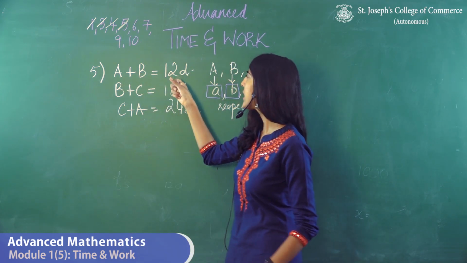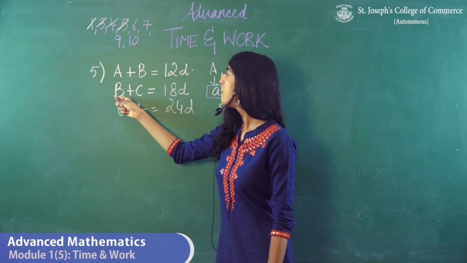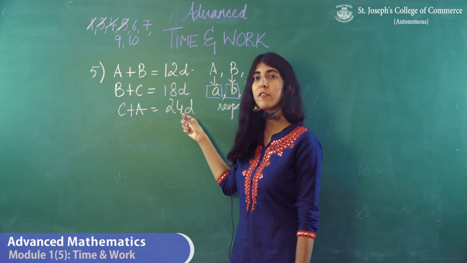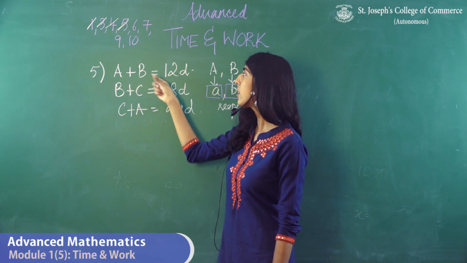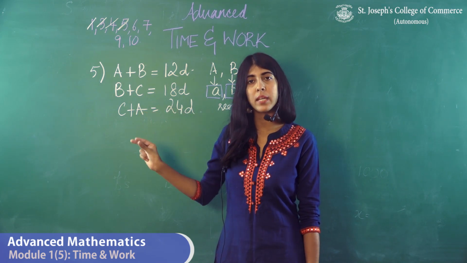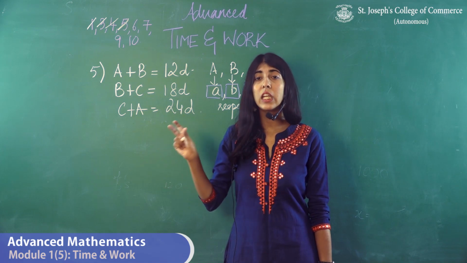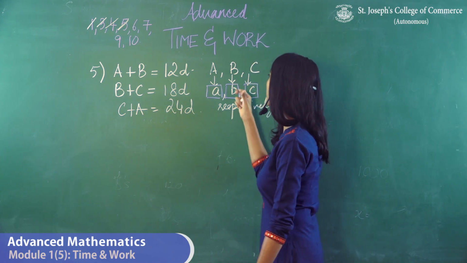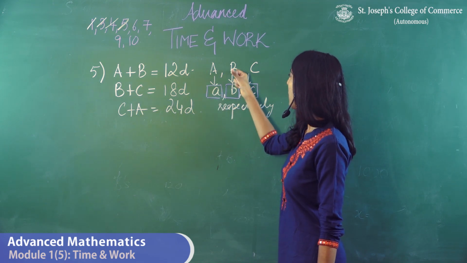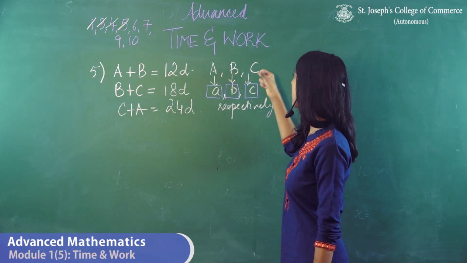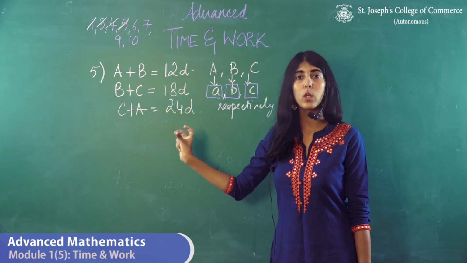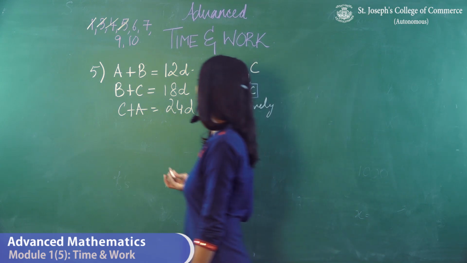A plus B takes 12 days, B plus C takes 18 days, and C plus A takes 24 days. These are combinations of A, B and C and how many days they take if they work together in pairs. We don't know how much they take individually, so we need to assume that A takes small a number of days, B takes small b number of days, and C takes small c number of days. Let's write what we know in an equation form.